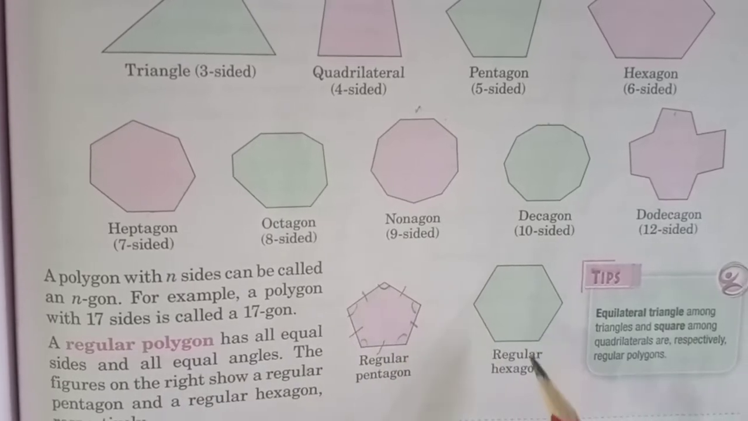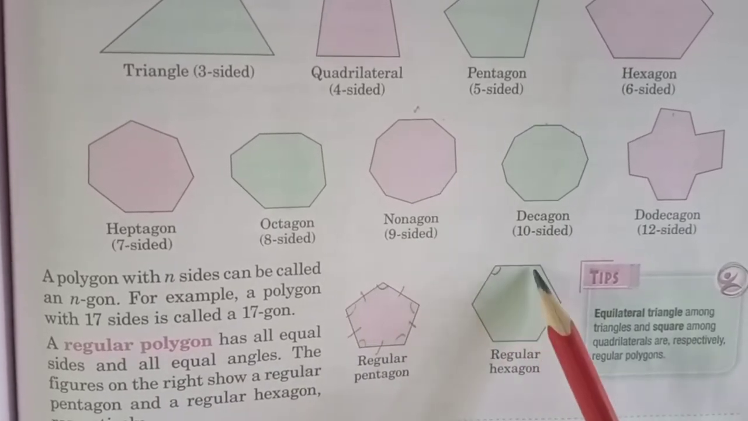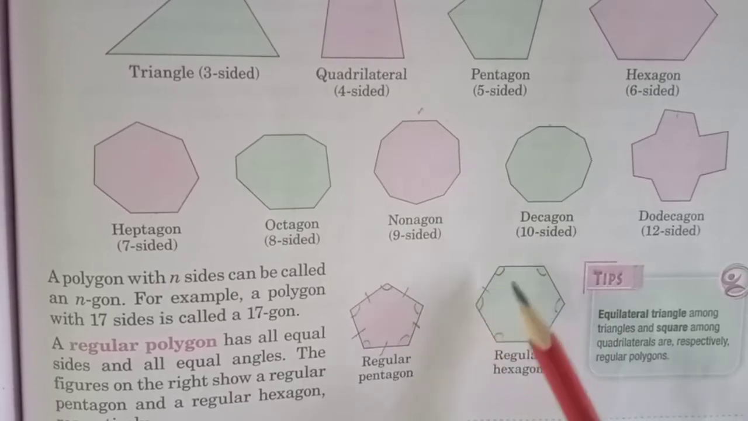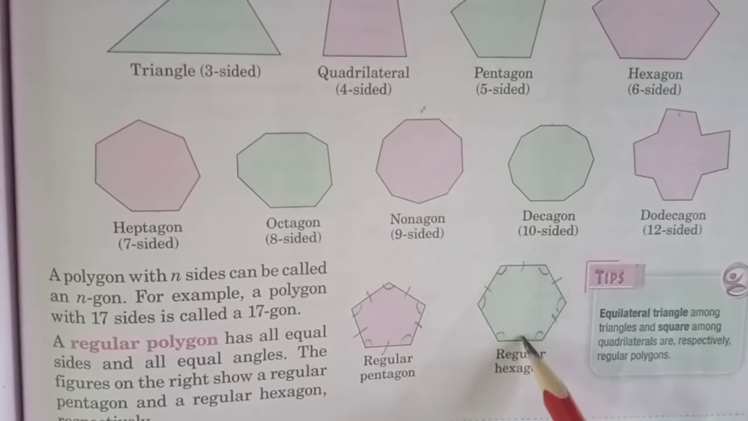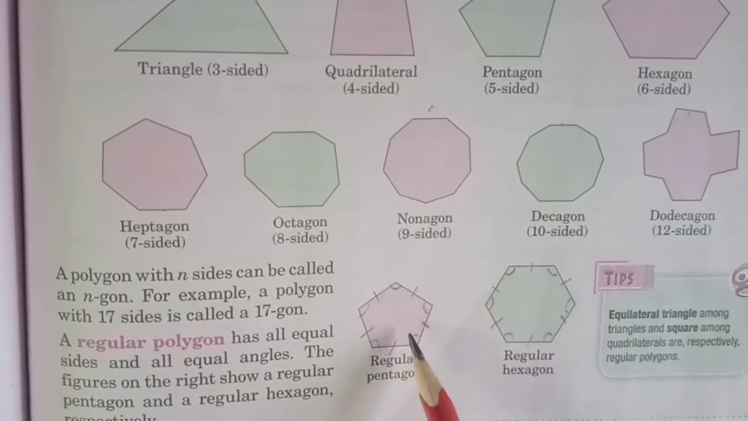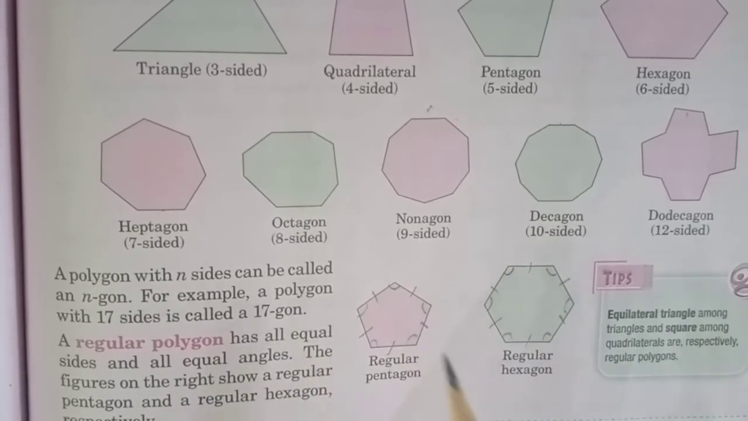The next example is regular hexagon. Here the 6 angles and the 6 sides of a polygon are equal. Then the polygon is known as a regular hexagon. So regular polygon means the sides and angles of a polygon are equal.